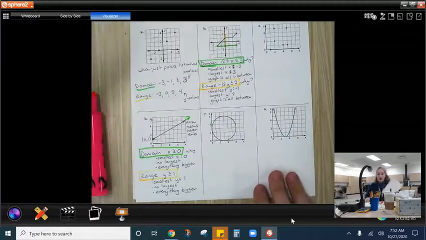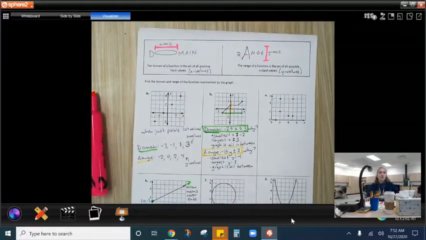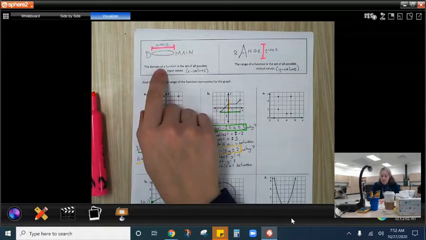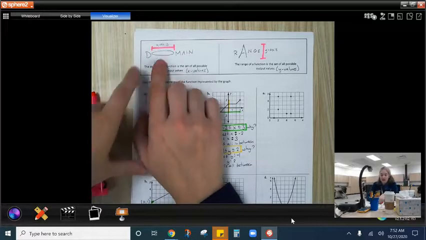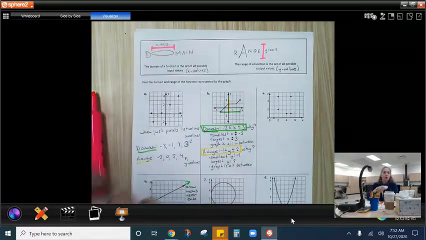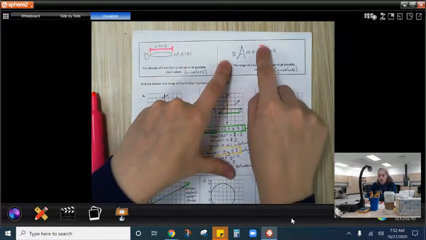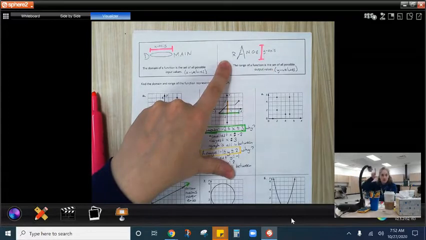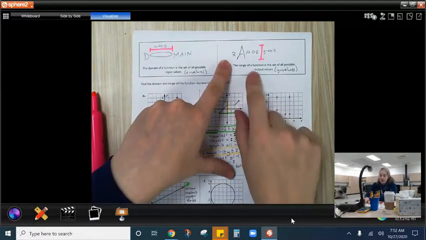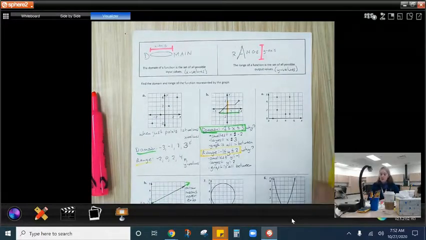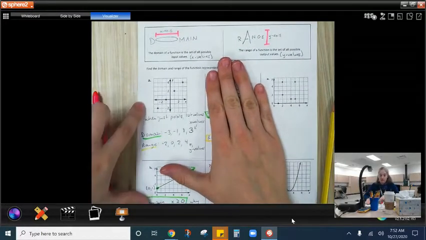All right, let's check out domain and range. So domain is the set of all possible input values, all possible x values. I kind of have drawn it here with that long O, domain, to remind you that it's the x, it's the horizontal, all right? And then the range, I've done a little vertical A to elongate it. It's the set of all possible output values, okay? So let's just take a look right here first.